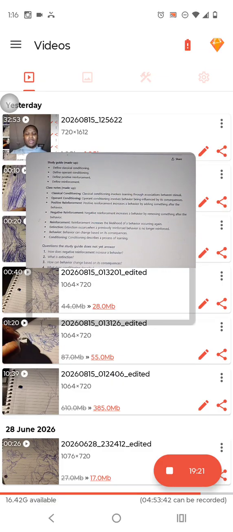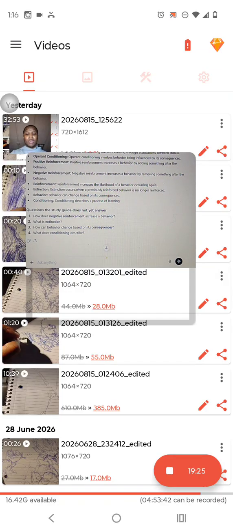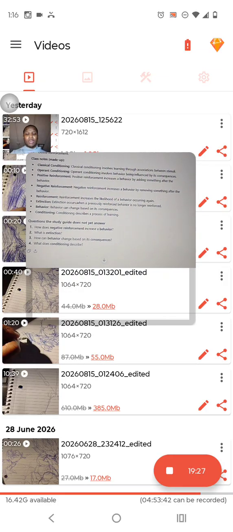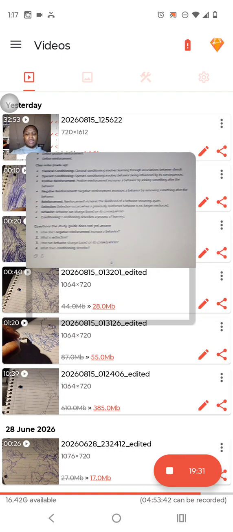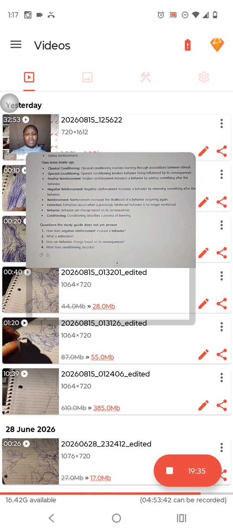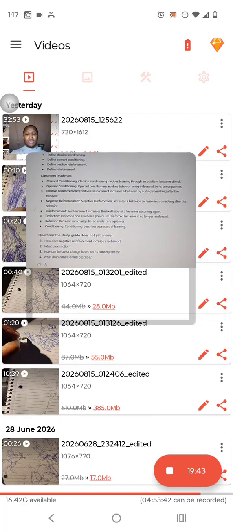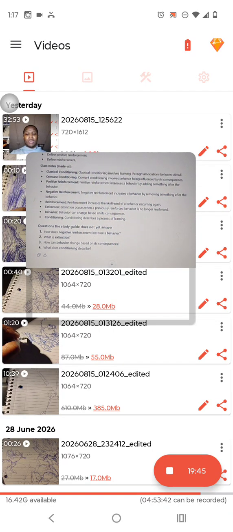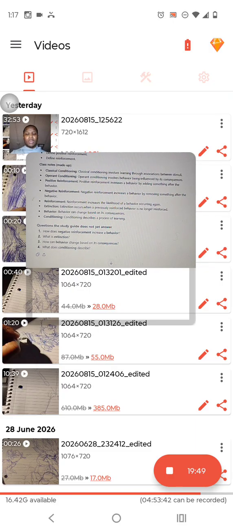Just want to also say real quick, these notes are based on the notes prior as well. So it's just following the same topic, but showing you how all these notes can be applied throughout the system from the same type of subject, as if it was the same student using the system to organize notes. Questions the study guide does not yet answer: how does negative reinforcement increase a behavior? What is extinction? And how can a behavior change based on its consequences? And what does conditioning describe?